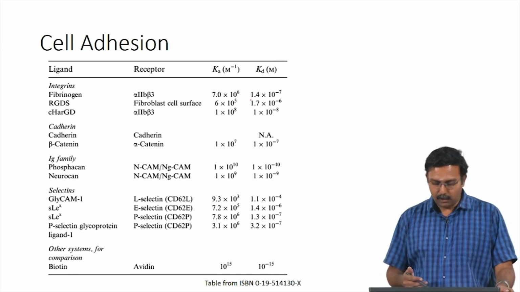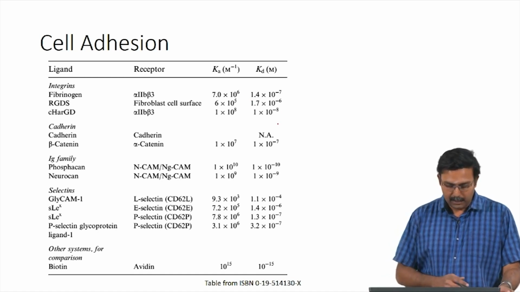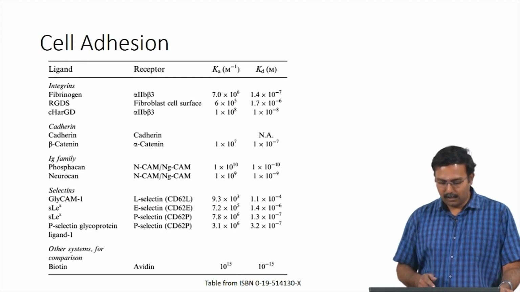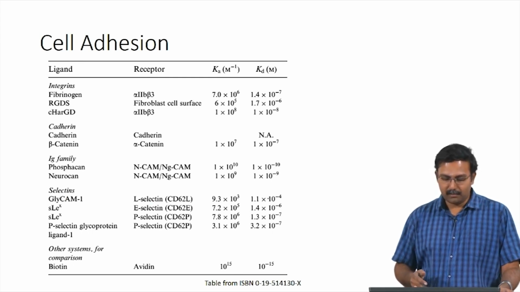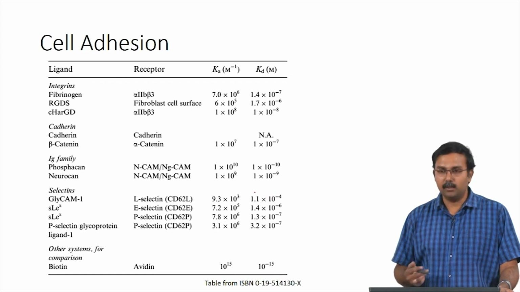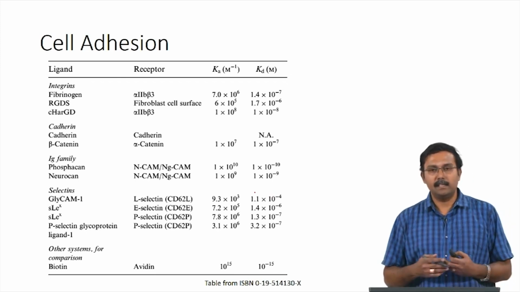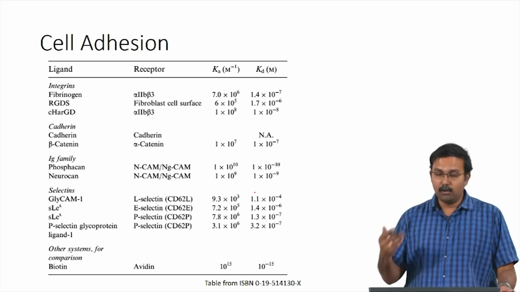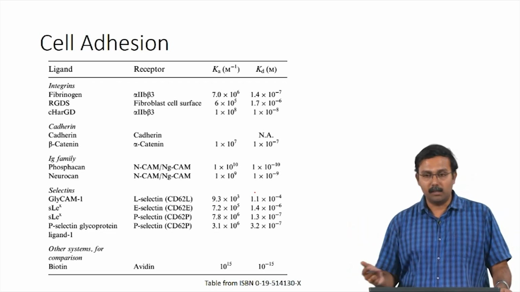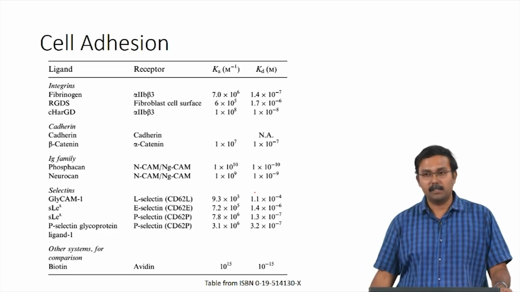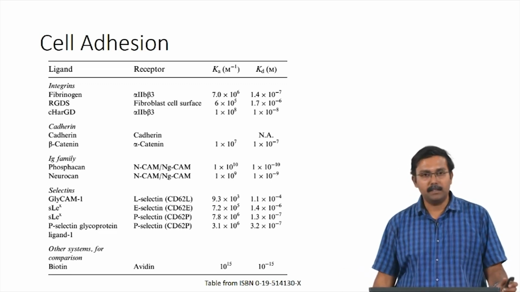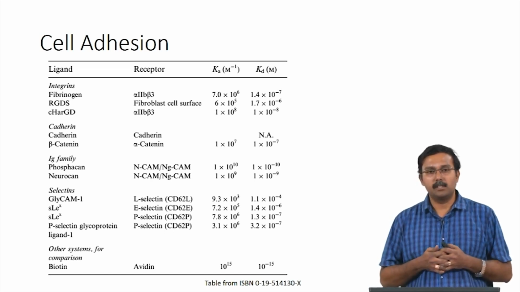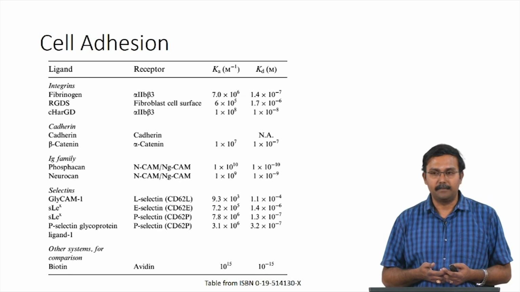There would be some which are not that strong. If you take selectins, where GlyCAM-1 binds L-selectin, the dissociation constant is not that small, it is orders of magnitude higher, indicating that it is much weaker. There are other things which are as close to even covalent bonds, like the biotin-avidin complex. The biotin-avidin complex is as strong as a covalent bond. The dissociation constant is about 10 to the power minus 15.